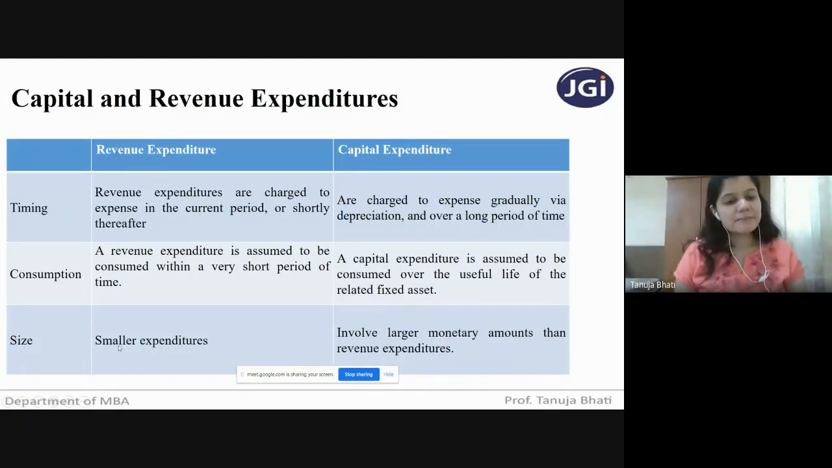Next is size. Revenue expenditures are smaller expenditures, the amount is very small. It is not a huge amount, whereas capital expenditures usually have a monetary amount which is very material or very large in size. So the amount involved in the case of capital expenditure is high, huge. With this, we have completed revenue and capital receipts and revenue and capital expenditures.